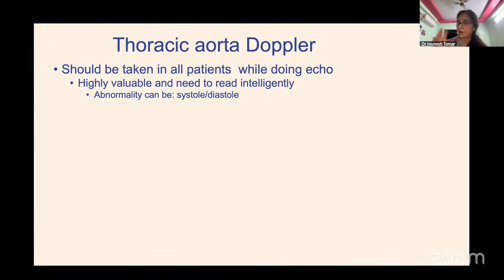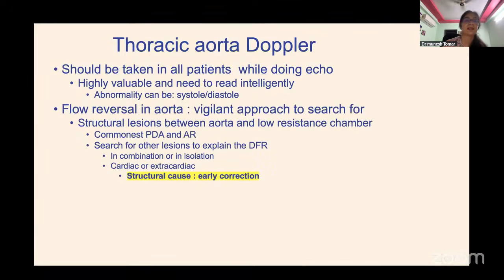If you are thinking flow reversal is there, better to take M mode, because that will tell you the duration in time. If you take VTI, that will tell you the significance of the flow reversal in the aorta. Congenitally, structural wise, we have a long list leading to flow reversal, and structural causes are always significant.